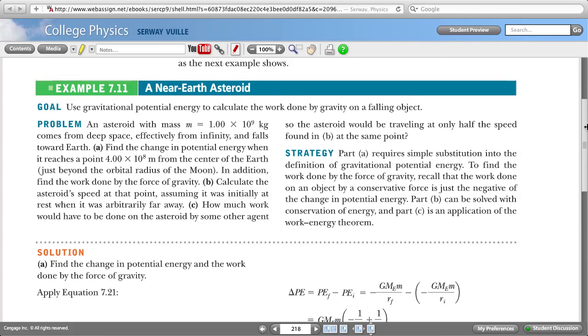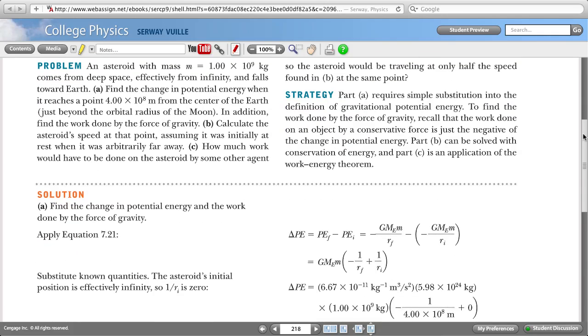Why would it be zero? Because in the equation for potential energy we have G times mass over R, and if R is infinity, anything divided by infinity is zero. And so they want us to find the change in potential energy and the work done by the force of gravity of bringing this thing in closer to the sun. So, for example, to bring it into a point 4.0 times 10 to the 8 meters from the sun.